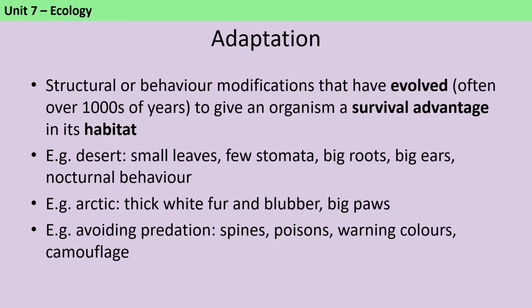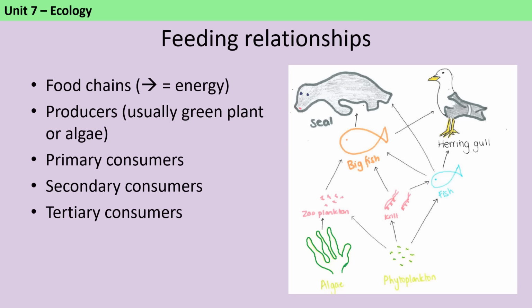You may be asked to describe how animals and plants are adapted to different environments, such as how plants growing in the desert have small leaves and few stomata to avoid water loss, as well as large root systems to absorb maximum water when it rains, or how animals living in the Arctic have white fur for camouflage and to keep them warm. Feeding relationships in an ecosystem can be represented by food chains, which can be put together to make a food web like this one.